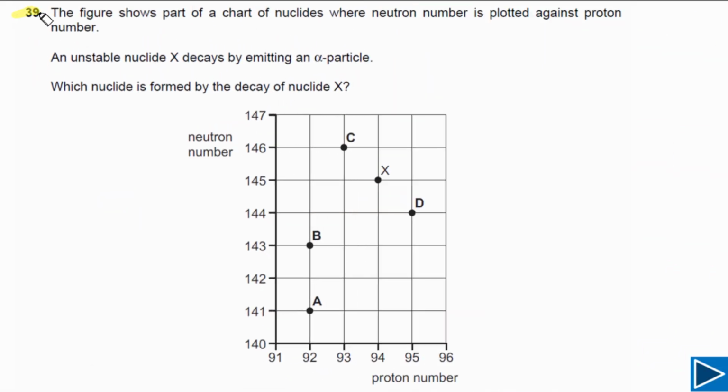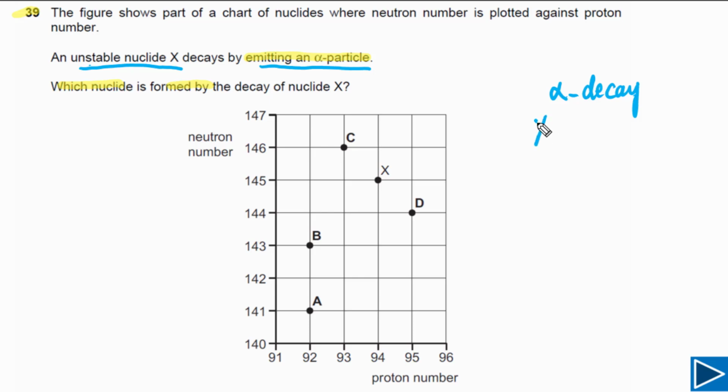For question number 39, it is given to us an unstable nuclide X decays by emitting an alpha particle. Which nuclide is formed by the decay of nuclide X? First of all, let's try to understand what is alpha decay. If we have better understanding of alpha decay, we can answer this question very easily.